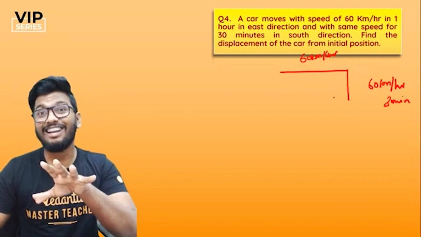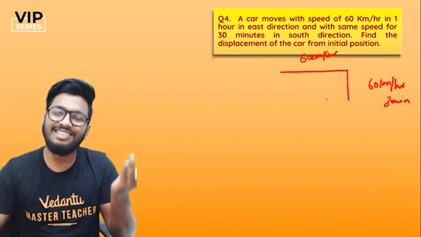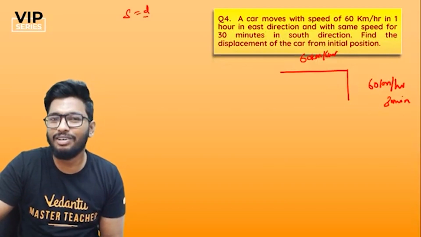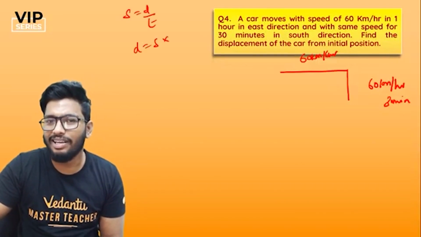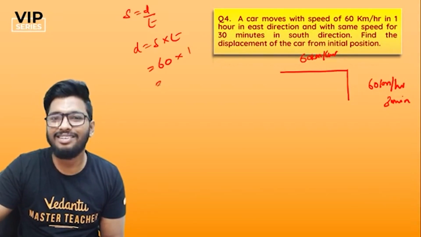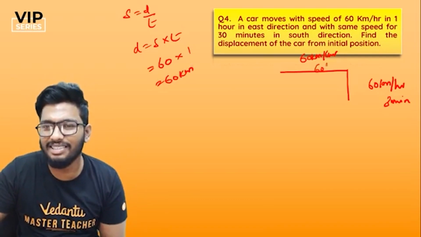Now, first of all, guys, calculate the distance. In 1 hour, if the car is moving at 60 km per hour, what is the distance traveled by the car? 60 kilometers. Why? Because speed is equal to distance by time, so distance is equal to speed into time. Speed is given as 60 km per hour, time is given as 1 hour. So 60 kilometers would be the answer. So first of all, this distance is nothing but 60 kilometers.